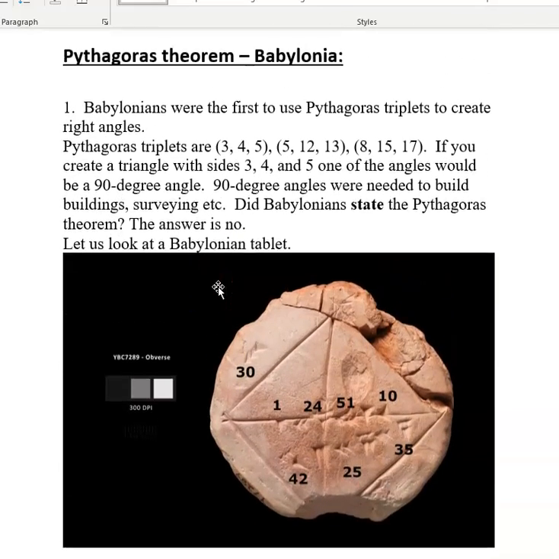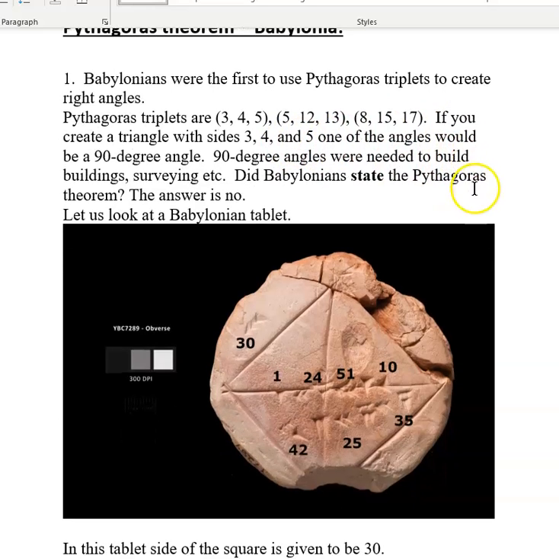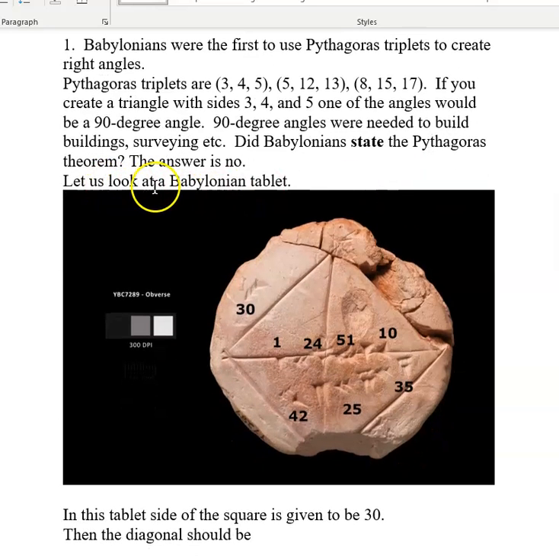Now we go back to the Pythagoras theorem, Babylonian. The Babylonians were the first to use Pythagorean triplets to create right angles. Pythagorean triplets are 3, 4, 5; 5, 12, 13; 8, 15, 17, etc. If you create a triangle with sides 3, 4, 5, one of the angles would be a 90-degree angle. 90-degree angles were needed to build buildings, surveying, etc. Did the Babylonians state the Pythagoras theorem? The answer is no. Let us look at a Babylonian tablet.